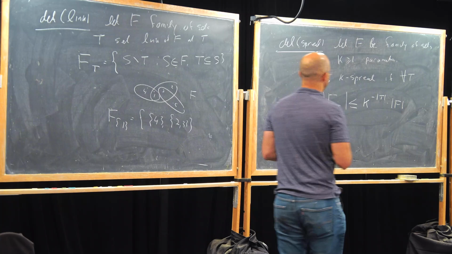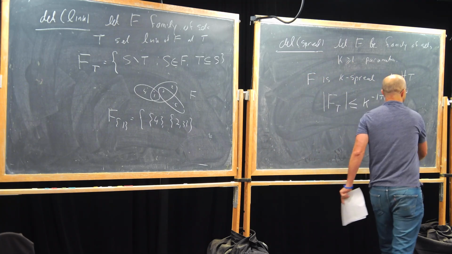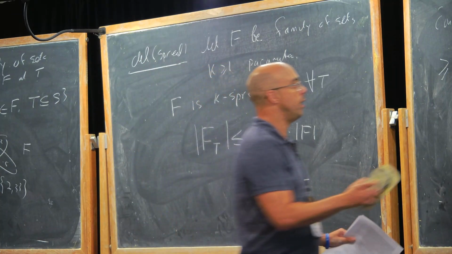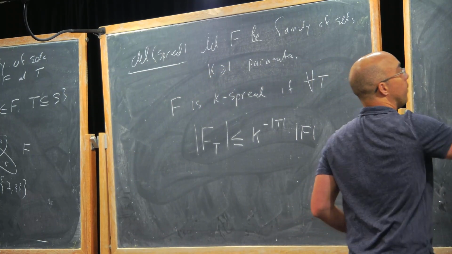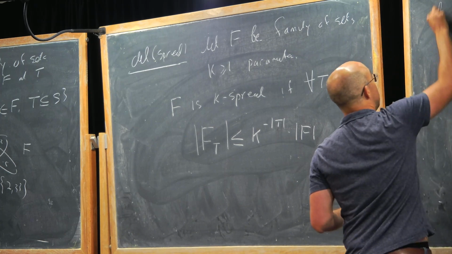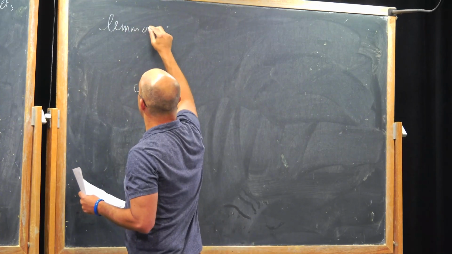Okay, so maybe let's start with the simple thing. The simple thing is, let's just see why we can reduce to the case where the families are spread. This is basically just going to be using induction. Let's just get this out of the way. Okay, so it's going to be basically this lemma, capturing it.